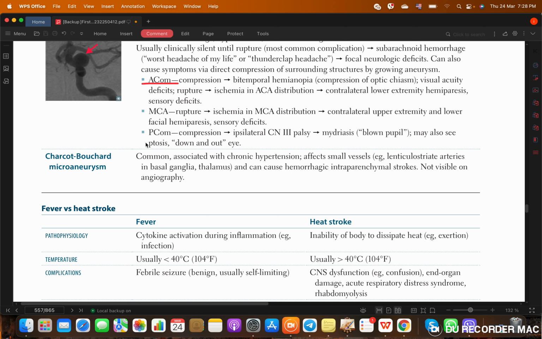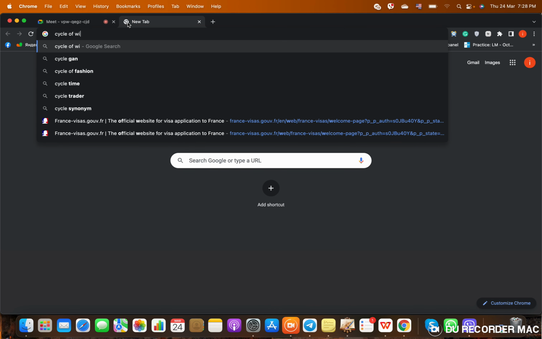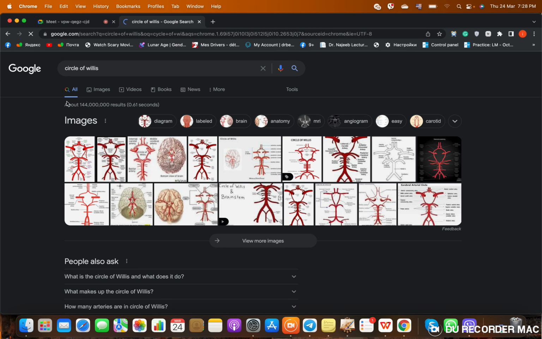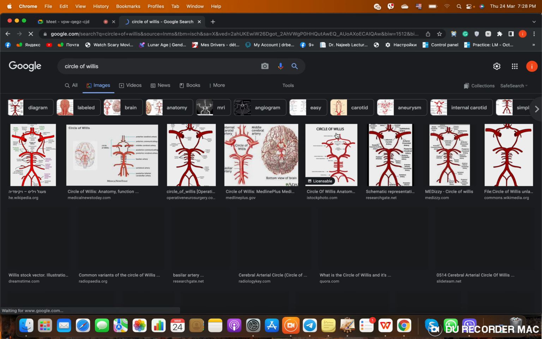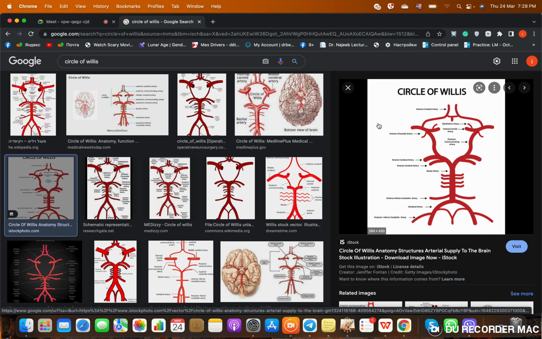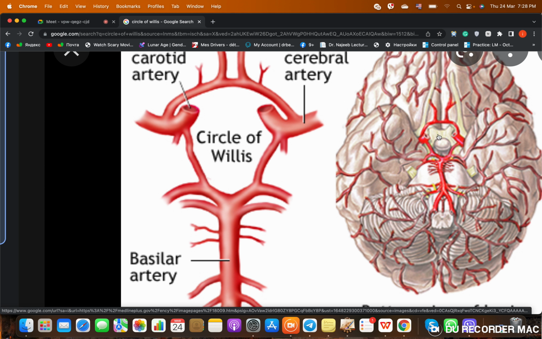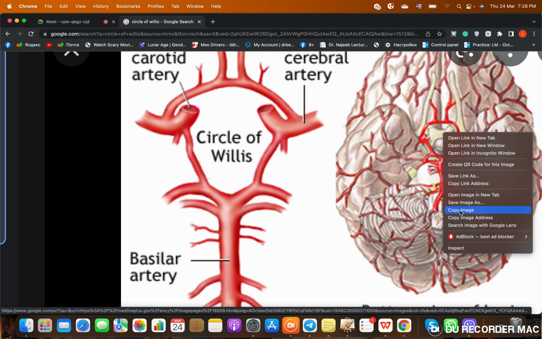So, if it was at the anterior communicating artery, please remember what I'm speaking about here. I'm speaking about the circle of Willis. So, let's take a look at the circle of Willis. Yes, so when I speak about the anterior communicating artery, it's somewhere right here. It's going anterior to, what is this? This is the chiasma optica, the optic chiasm.